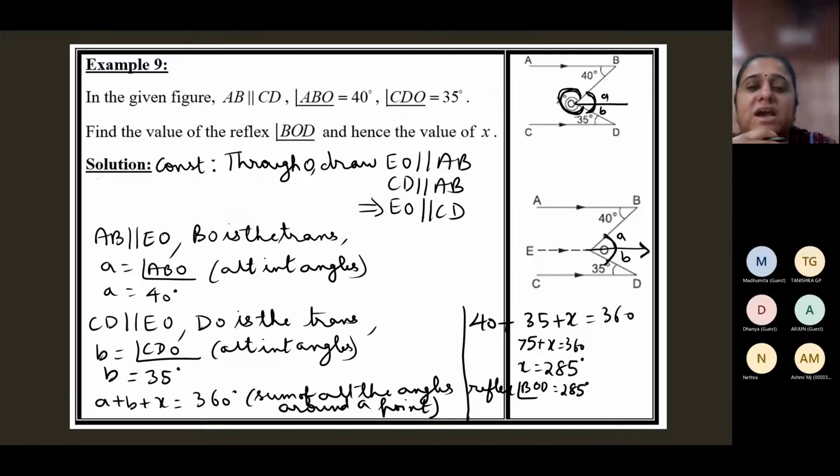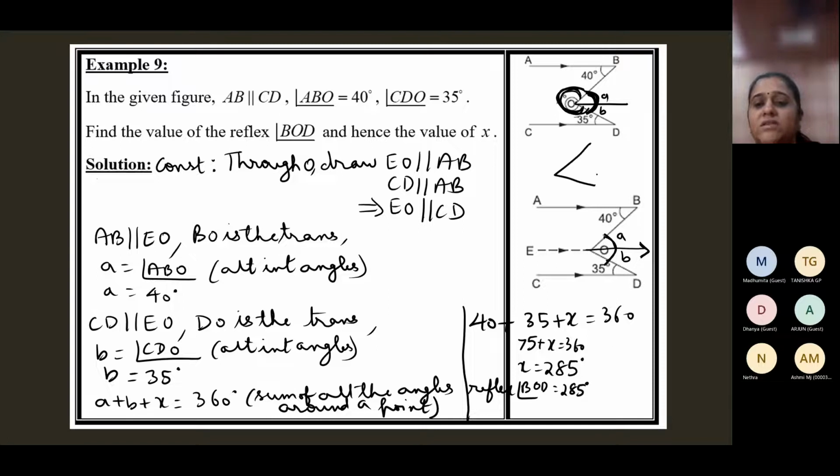A reflex angle is an angle whose measure is more than 180 degrees but less than 360 degrees. So when we say BOD, BOD is this angle. So this one is the reflex of BOD. When you say BOD, it is this angle, and this is the reflex of BOD.